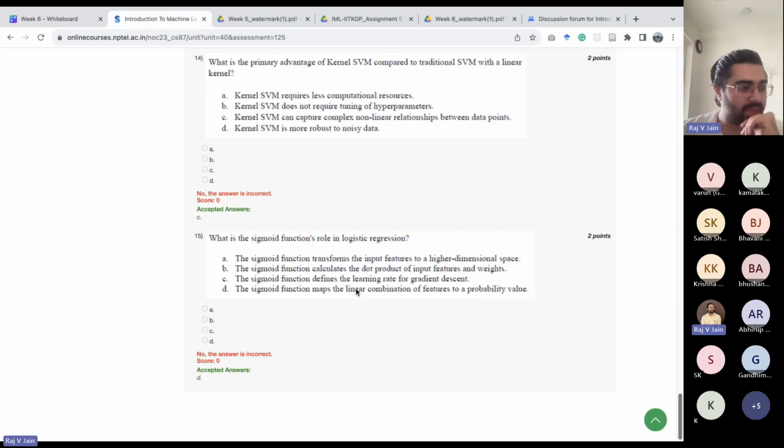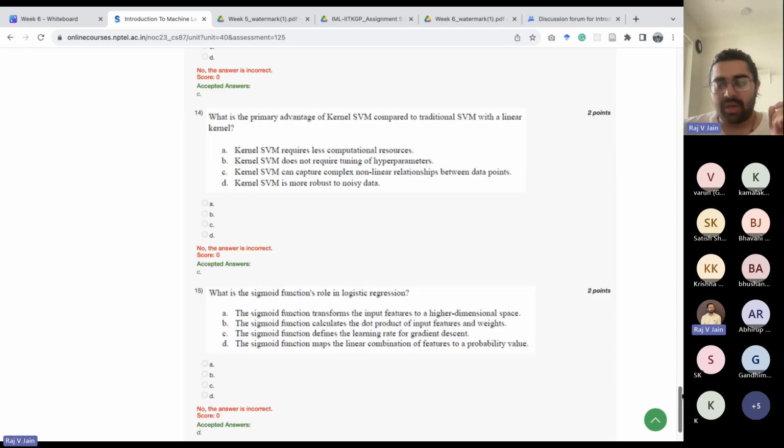Last question, I guess, should be clear. What's the sigmoid function's role in logistic regression? So the idea is that we want to map features to a probability value at the end of the day, because a sigmoid function's range is between 0 and 1. It's very clean and amenable to this particular way of solving things.